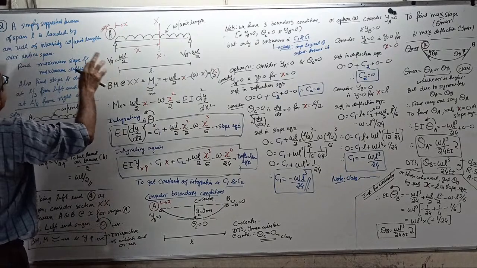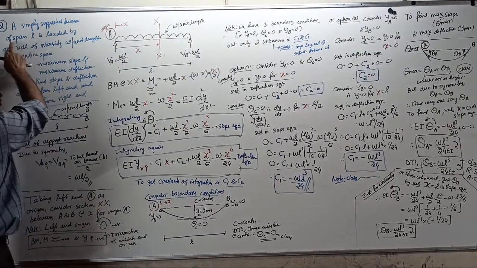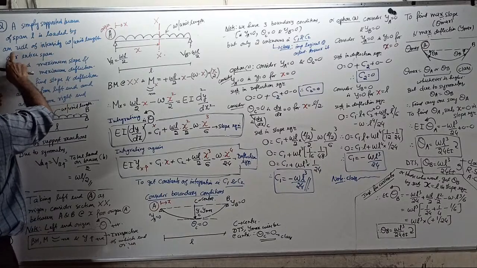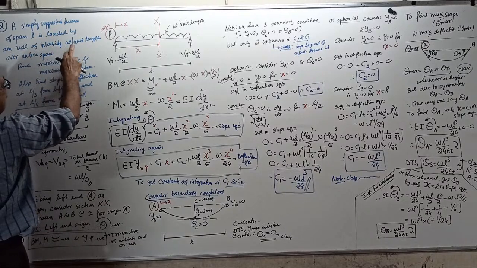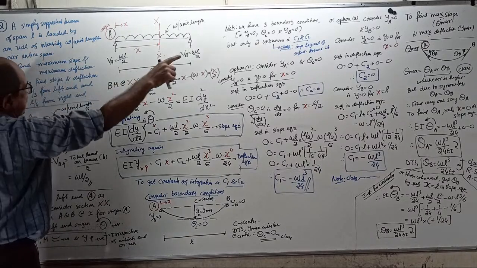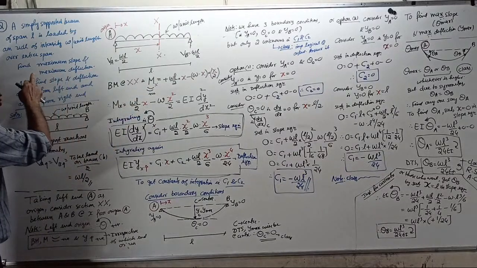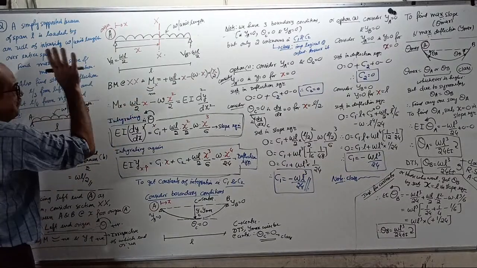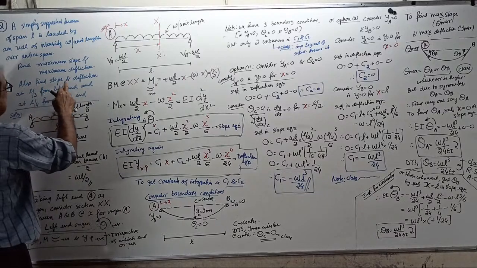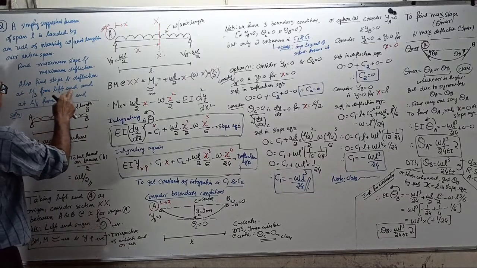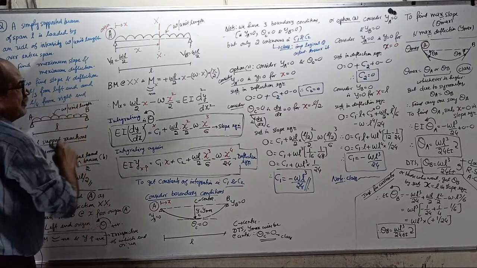I wrote everything. A simply supported beam of span L is loaded by a UDL of intensity W per unit length over the entire length. Full length. Find maximum slope and maximum deflection. Also find slope and deflection at L by 3 from the left end and at L by 4 from the right end.